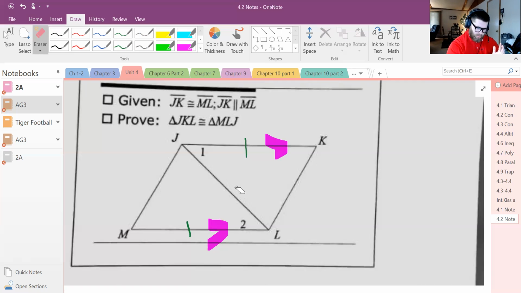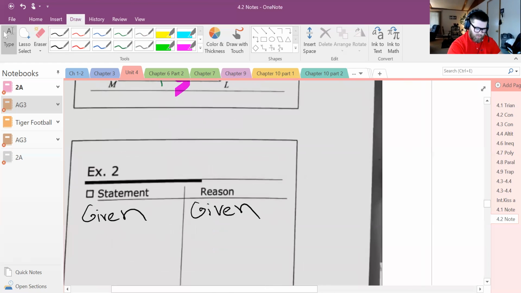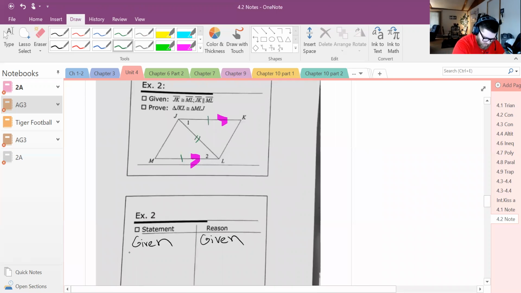Okay. What's the first one we can get? Don't these two triangles share a side? Yeah, they do. They share this side. Okay, they share the JL. Okay, so we know that JL is going to be congruent to JL. Okay, what property? Reflexive.